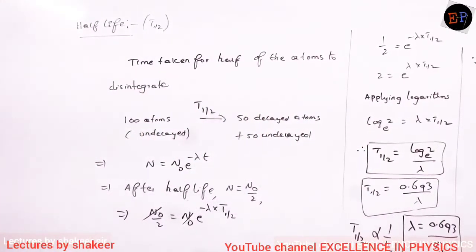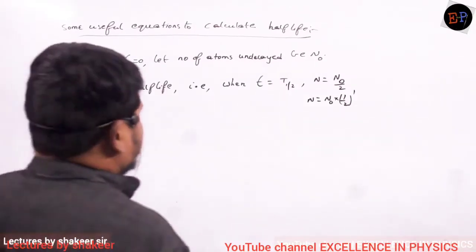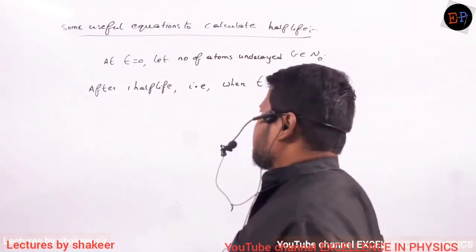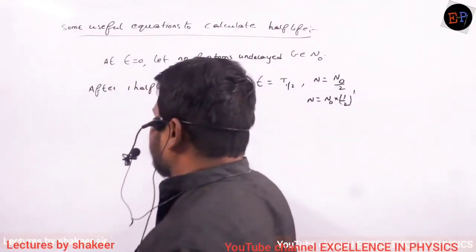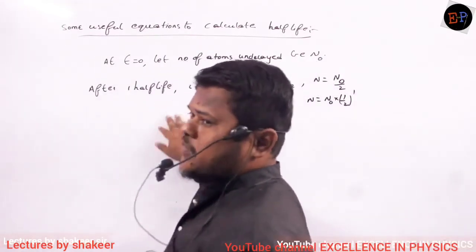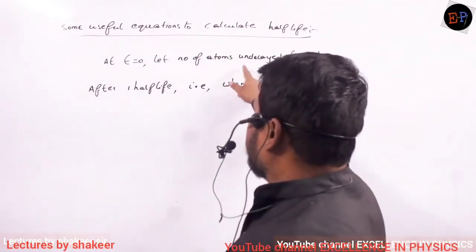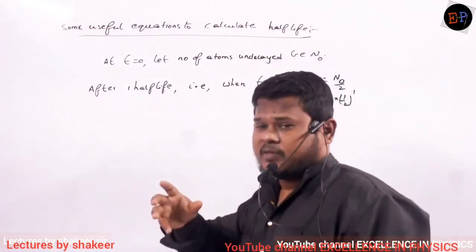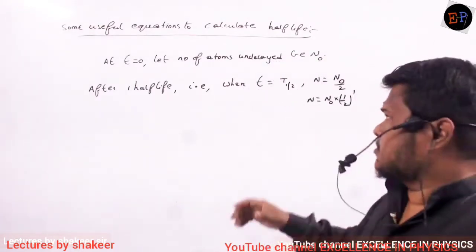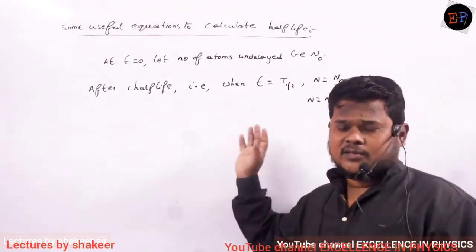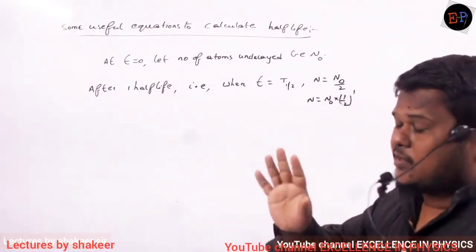Write it down. Okay, now see. We are discussing some very useful equations to calculate half-life. So listen carefully. At t is equal to 0, what is meant by t equal to 0? When we started observation. When we started observation, the number of atoms which are ready for disintegration, or number of atoms which have not disintegrated, is equal to n0. From the starting of the chapter we are using the same notation, no? So the number of atoms at the initial position is n0.